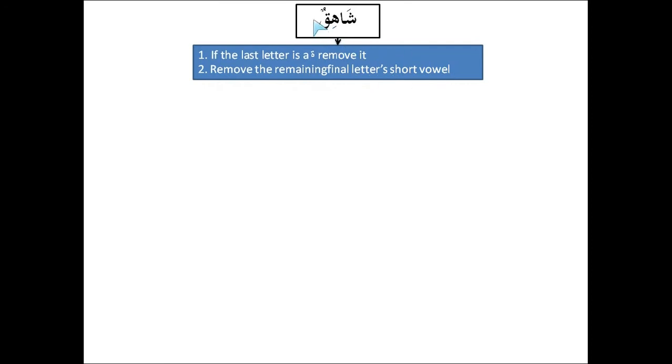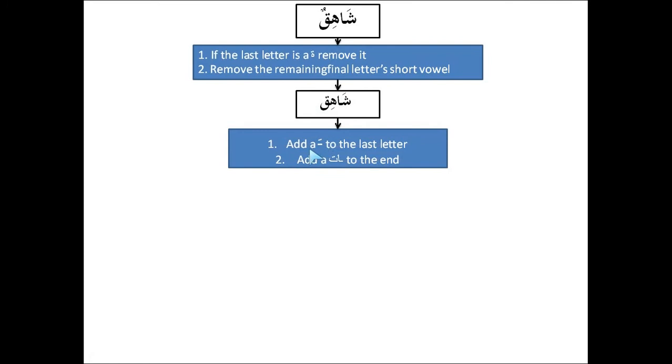So if there was a ta marbuta, we removed it, we look at the last letter of the remaining word. In this word, we don't have a ta marbuta, so the final letter that applies to step 2 is the qaf. We're going to remove whatever vowel the qaf had. So we're going to end up with shahiq without any haraka on the qaf. The next step is we're going to add a fatha to the last remaining letter. And then we're going to add an alif and a ta to the end.